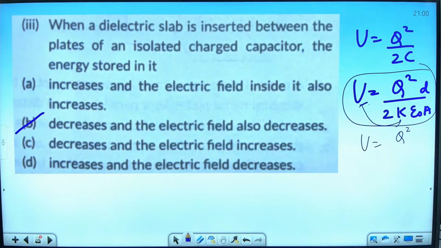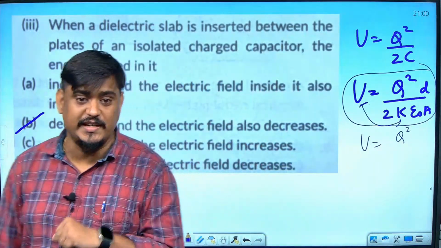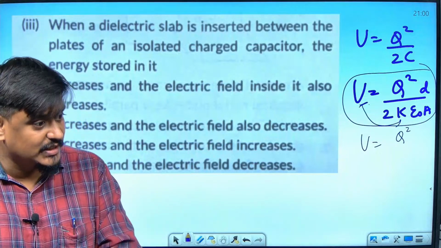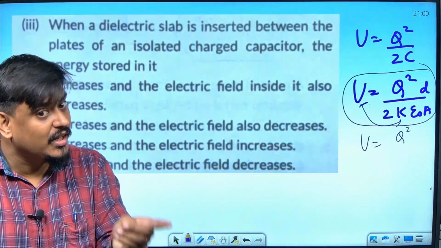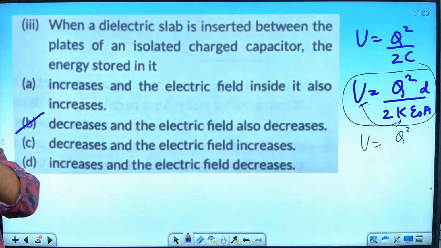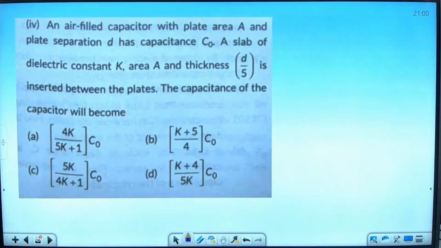Are you able to feel it? Reducing. So always remember that whenever a dielectric is introduced inside the capacitor, electric field reduces, electric potential reduces, capacitance increases, energy stored also reduces. This question has come multiple times in the board examination. The same question. Next question.